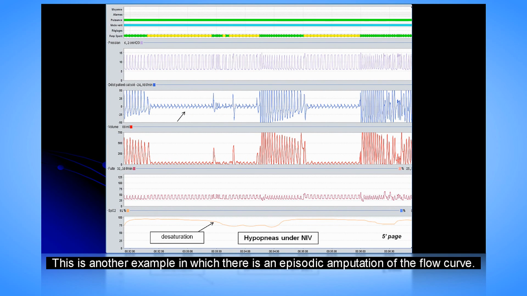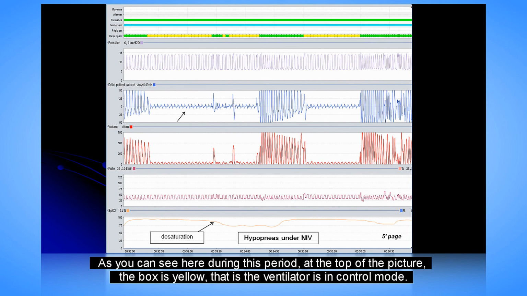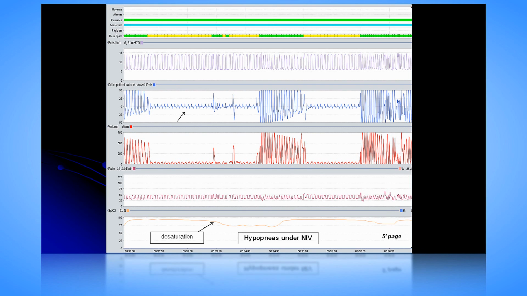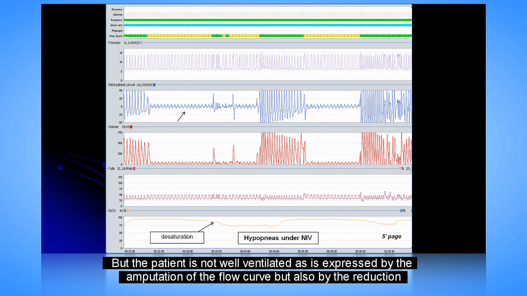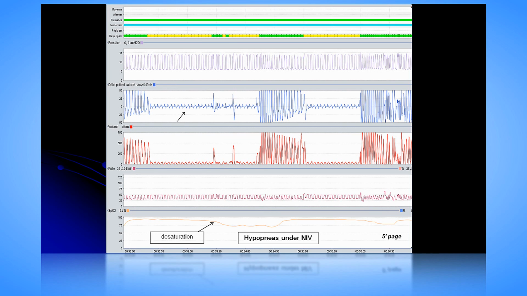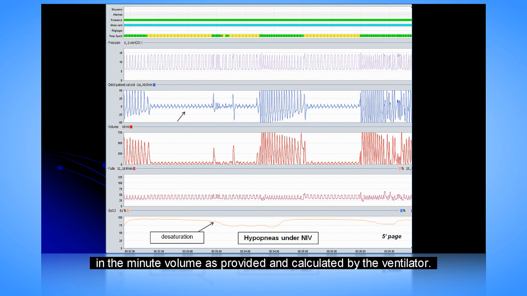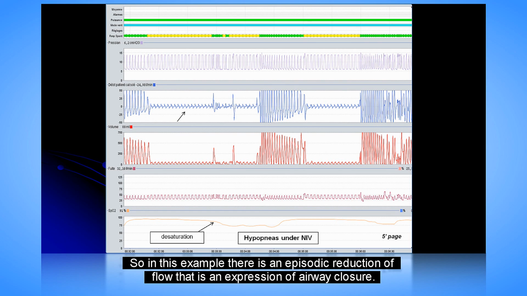This is another example in which there is an episodic amputation of the flow curve. As you can see here, during this period, at the top of the picture, the boxes are yellow. That is, the ventilator is in controlled mode. But the patient is not well ventilated, as expressed by the amputation of the flow curve, but also by the reduction in the minute volume as provided and calculated by the ventilator. This is accompanied by oxygen desaturation as an expression of hypoventilation. So in this example, there is an episodic reduction of flow that is an expression of airway closure.